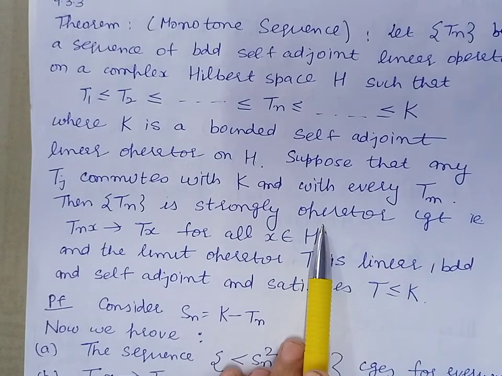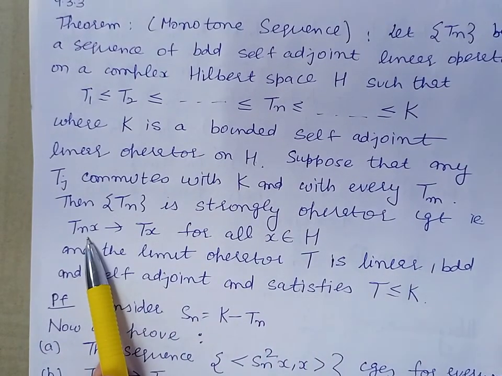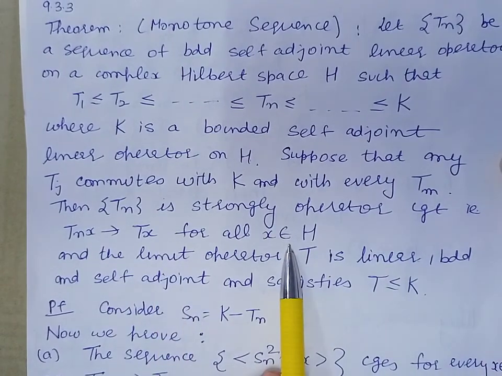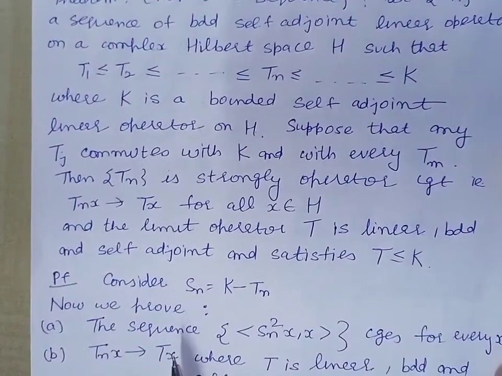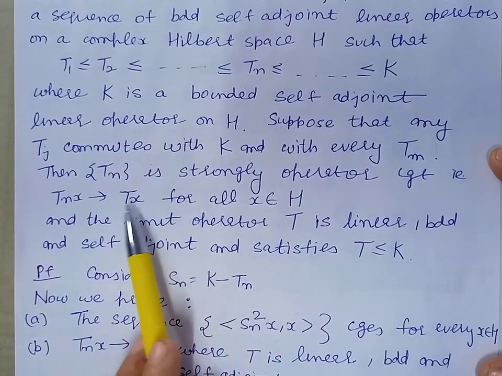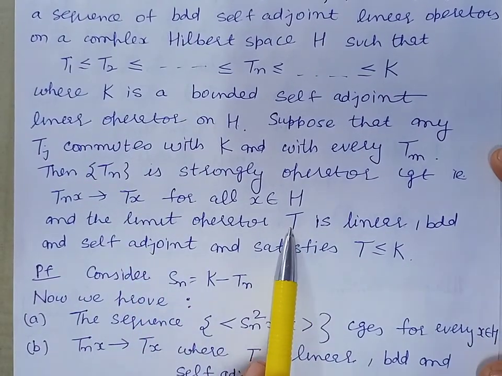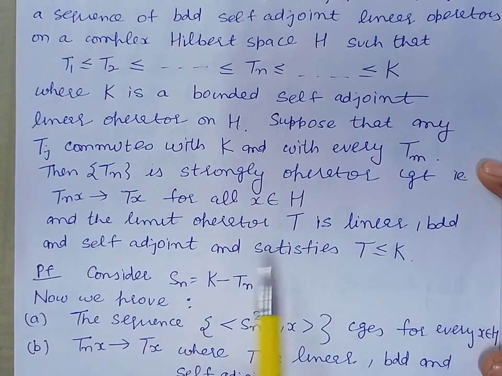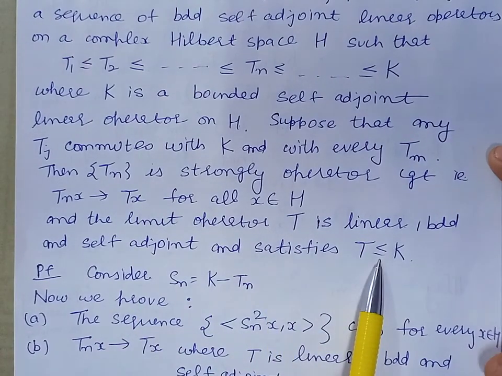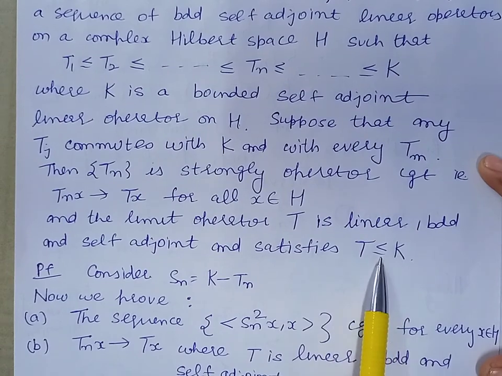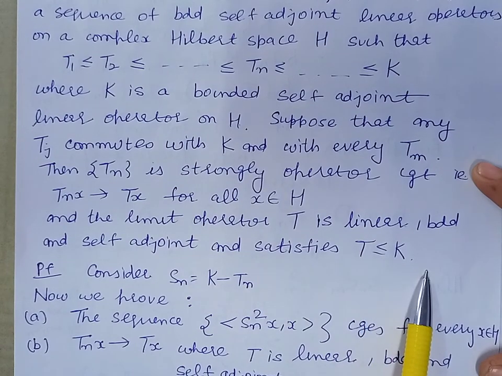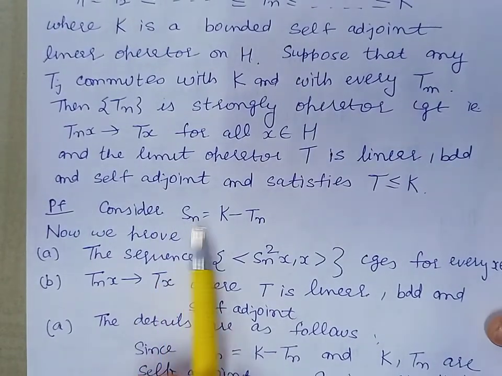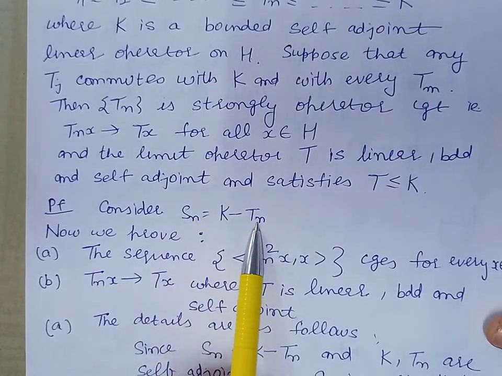Strongly operator convergent means Tnx converges to Tx for all x belonging to H, and then we are to prove that the limit operator T is a linear bounded self-adjoint operator and satisfies the partial ordering relation T less than or equal to K. So first of all, let us define Sn as the difference of K with Tn.